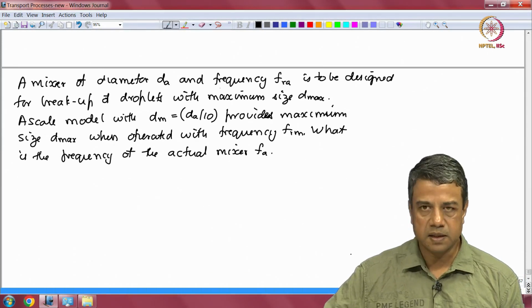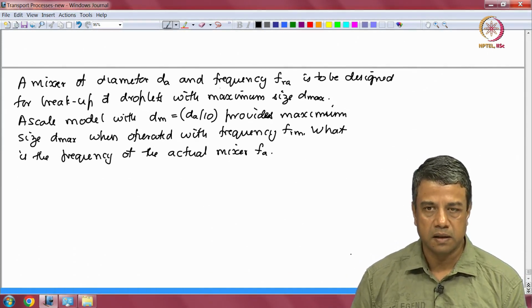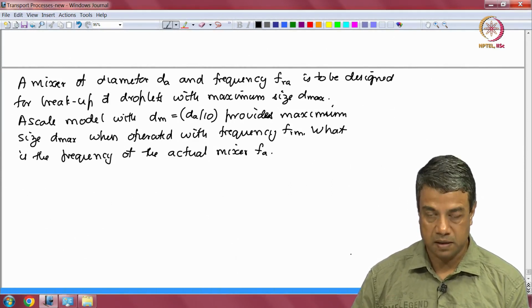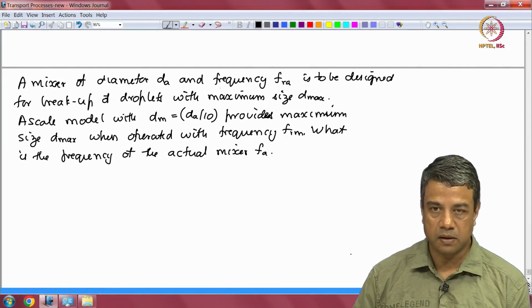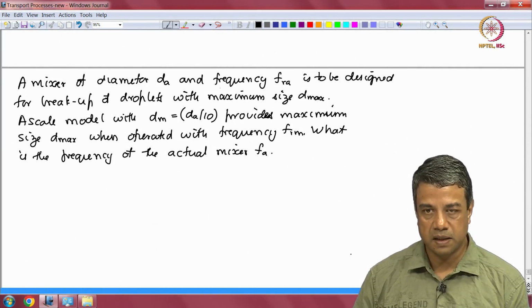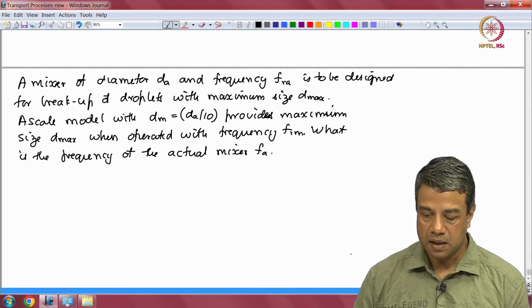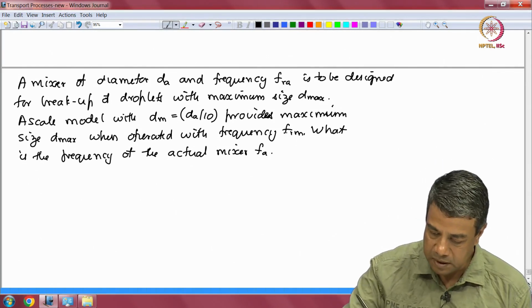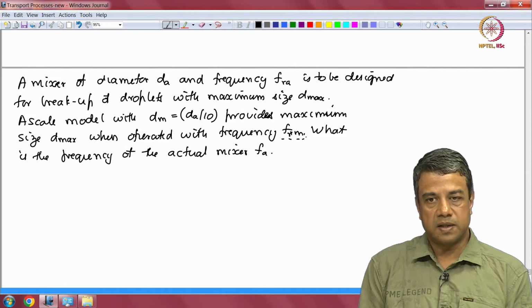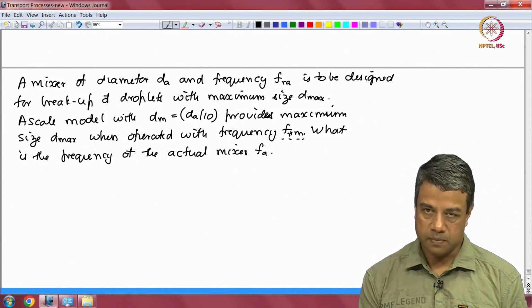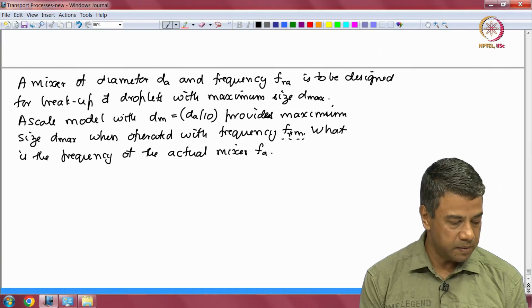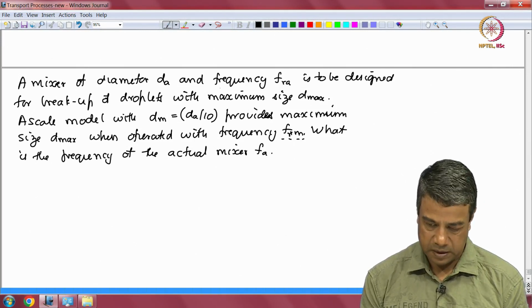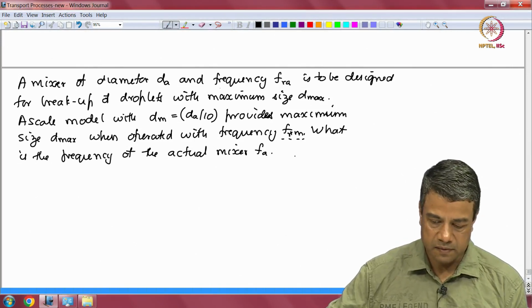So, basically this question is that I have an actual reactor of diameter dA, and I need to decide what frequency I have to operate the actual reactor at to get a droplet size D max. So, I made a scale reactor 1/10 the size. I know that if I operate it with a frequency FRM, then I will get the correct droplet size D max for the smaller reactor. What should the larger reactor be operated at to get the same size?